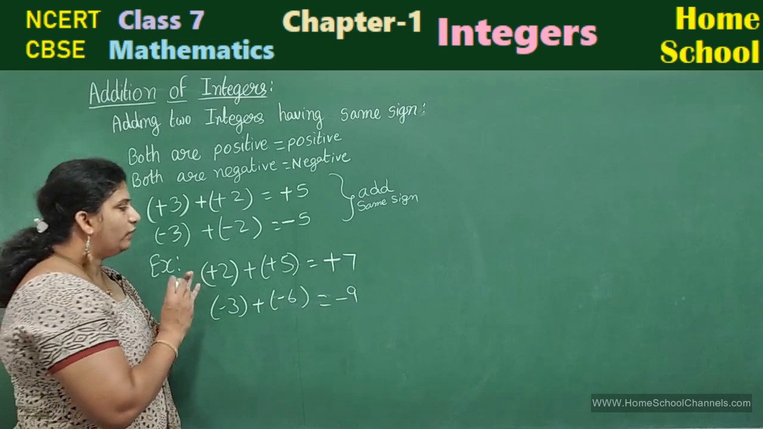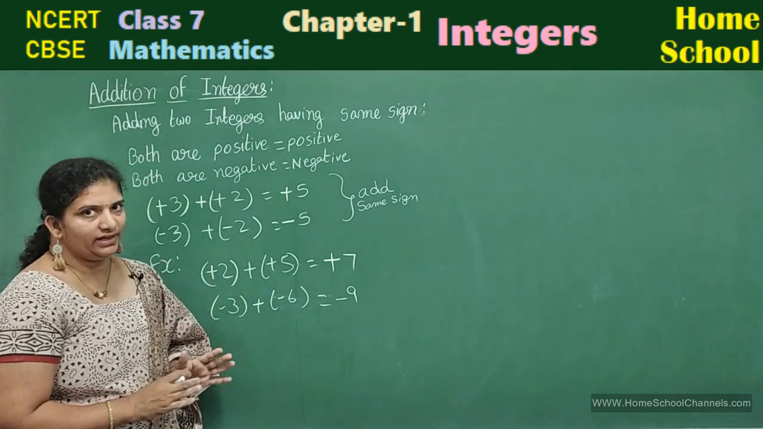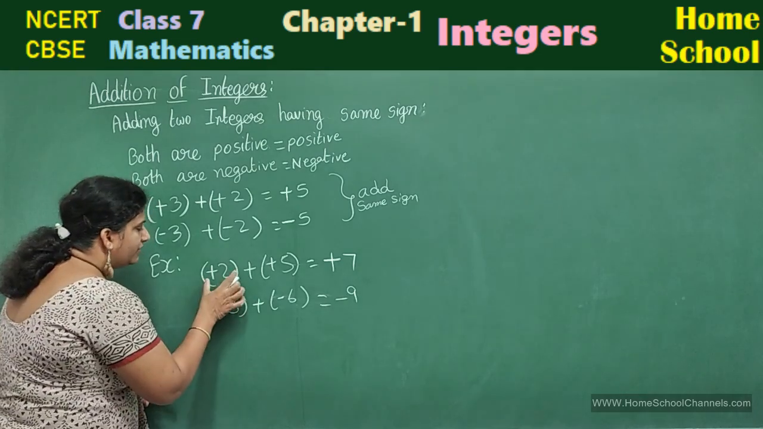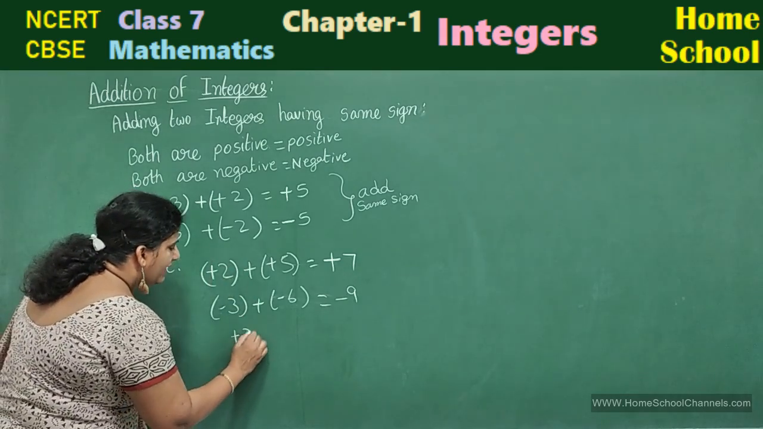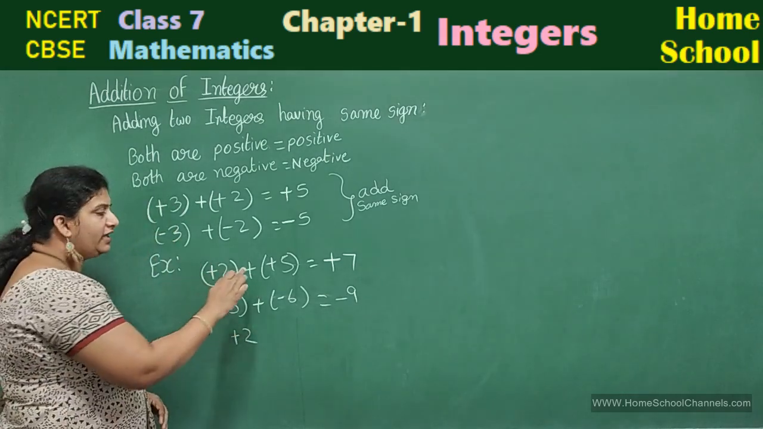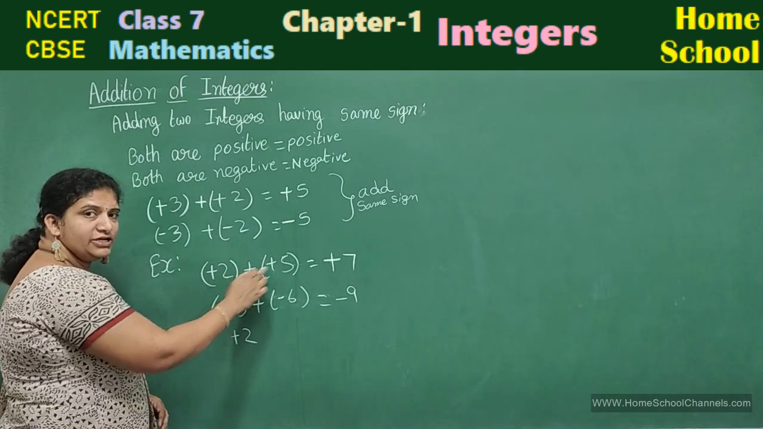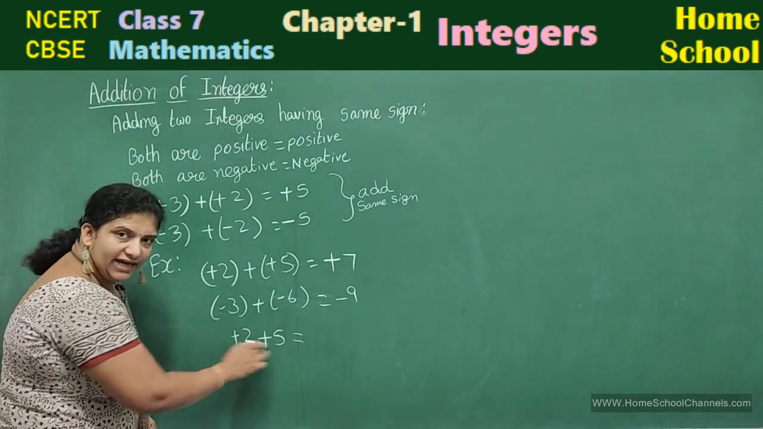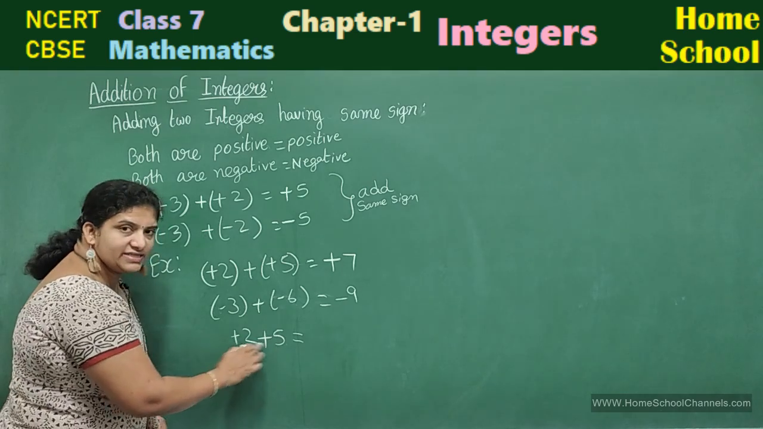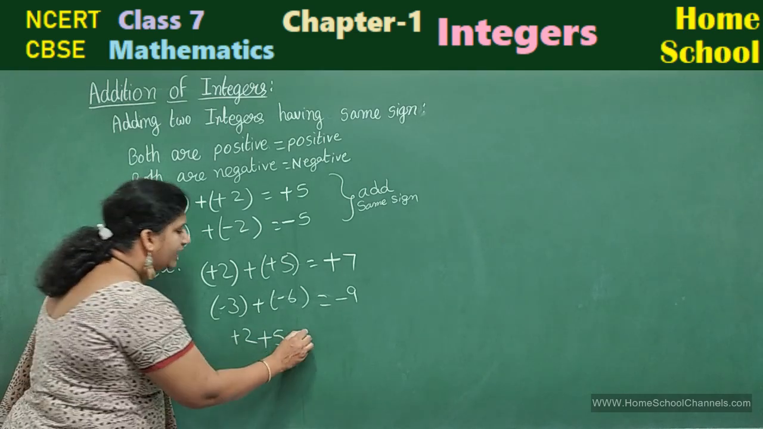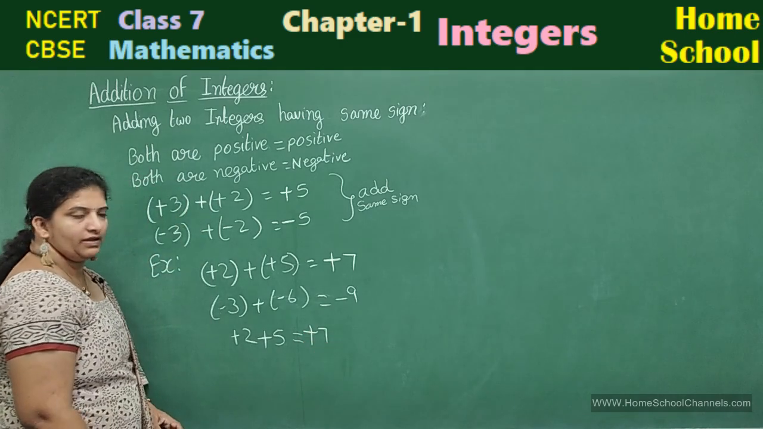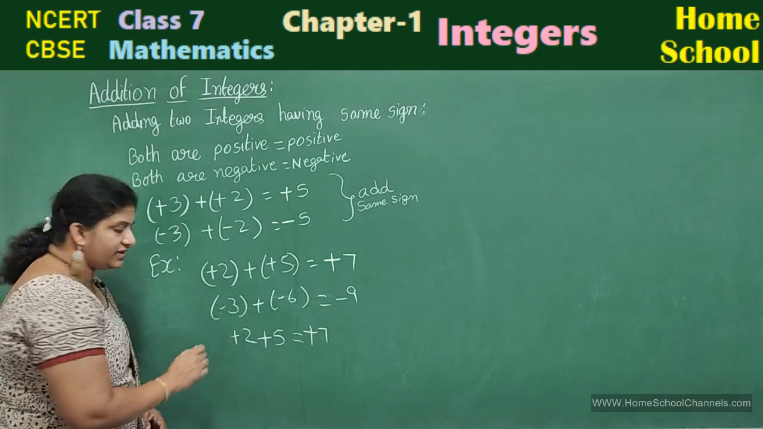Once you learn this, later, if you have problems like this, remove from the bracket: plus 2. You know that if you multiply plus into plus, it will be plus 5. When you are adding these two having the same positive sign, take a positive, and 2 plus 5 will be 7.